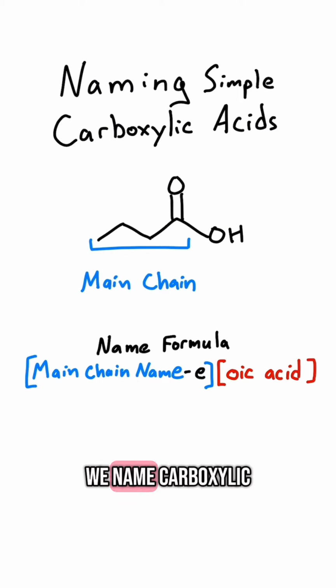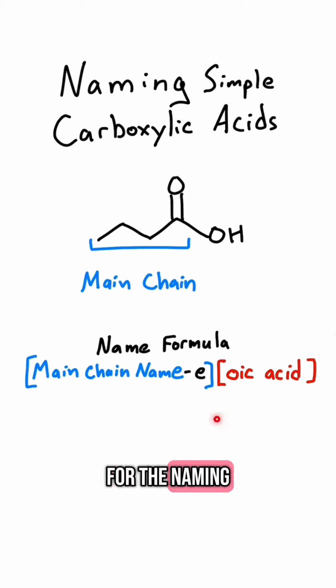So the way we name carboxylic acids is actually fairly simple, and if you know how to name your alkanes, this is going to be really easy for you. So the first thing we have to do is look at this main chain here, and that's the number of carbons right here if we didn't have the carbonyl and the OH.